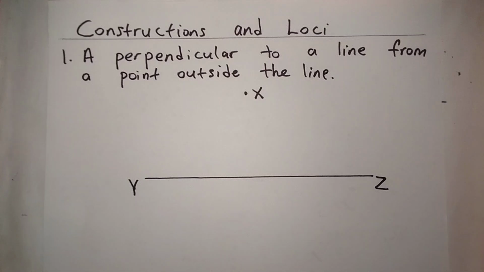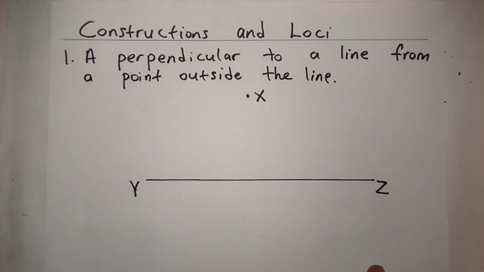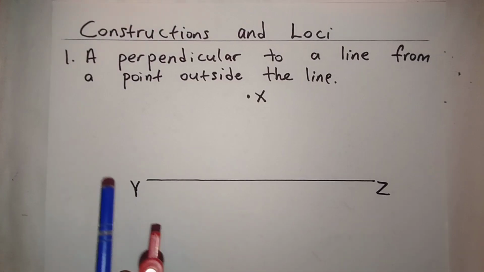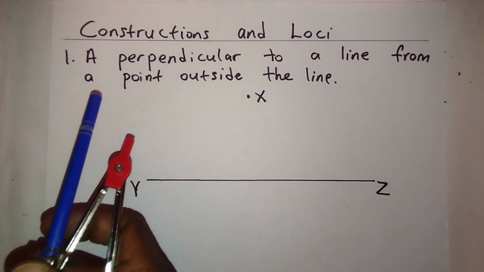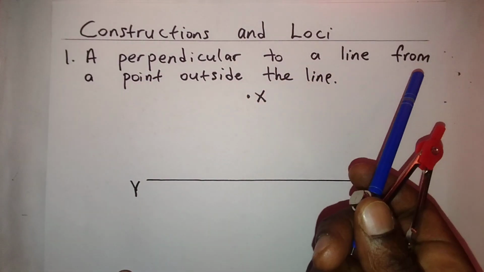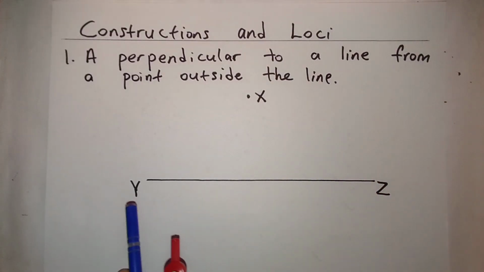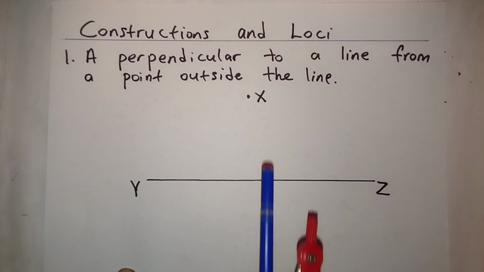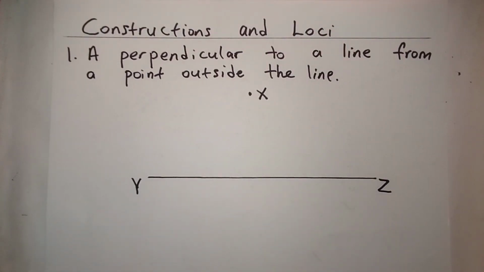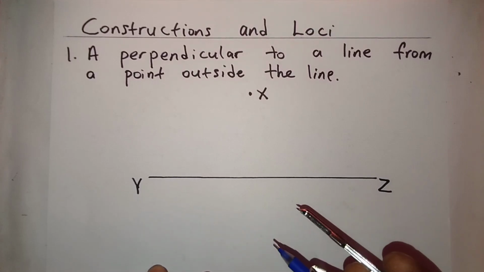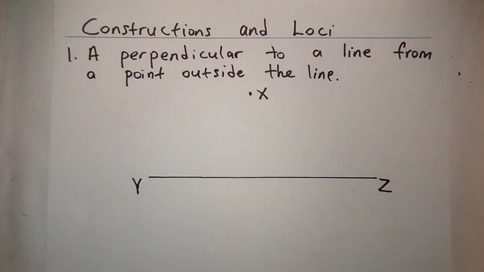In this video, I want to showcase 3 constructions, and we shall start by constructing a perpendicular to a line from a point outside the line. So this is the line YZ, and the point outside the line is X. So how do I draw a perpendicular to the line YZ from the point outside the line, which is X?